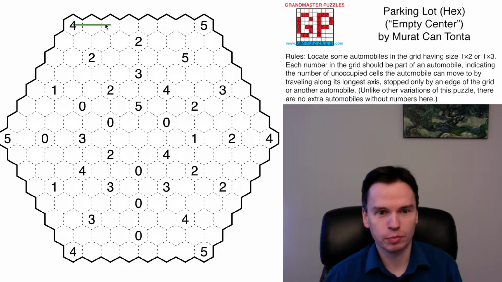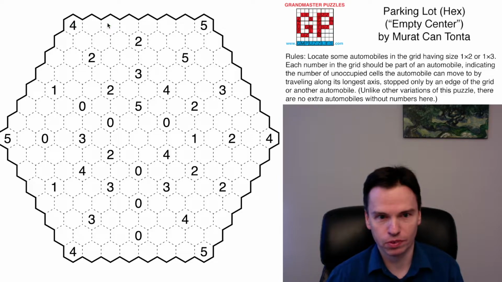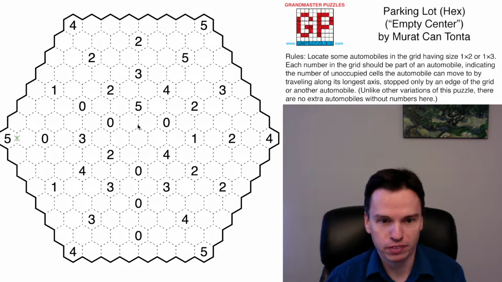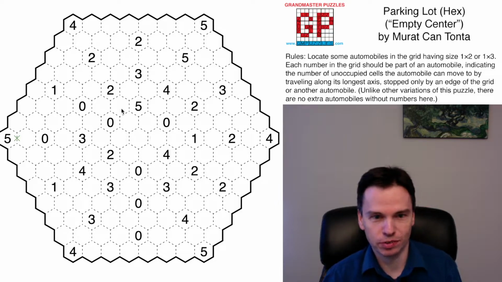So we're only placing 1 by 2 or 1 by 3 sets that have one number in them. So all the given numbers will inform those. And there's no constraint on the white cells. So this is really about the automobile to automobile interactions. And where the theme of this puzzle is the empty center, there's not much I see to do around there.